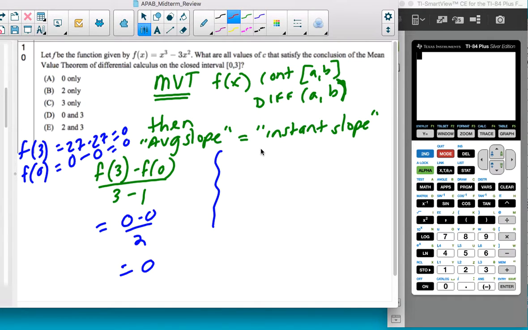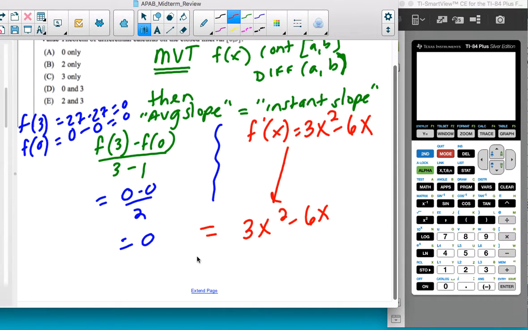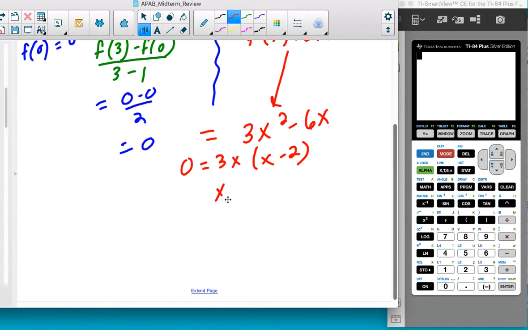And then my instant slope is the derivative, right? Well, f prime of x should be 3x squared minus 6x. So this thing has to equal this thing. That's what the Mean Value Theorem says. And so now I'm going to solve. I can solve by factoring out a 3x, and I'm left with an x minus 2. So I actually do get 2 values where this equation is true. Either 3x is 0, so x is 0, or x minus 2 is 0, so x is 2.